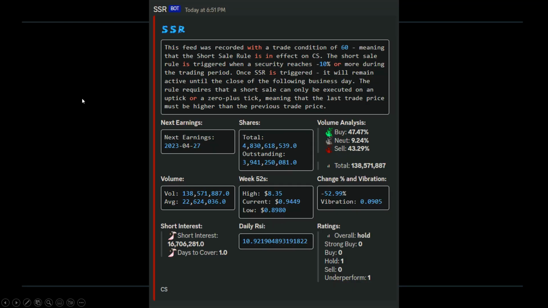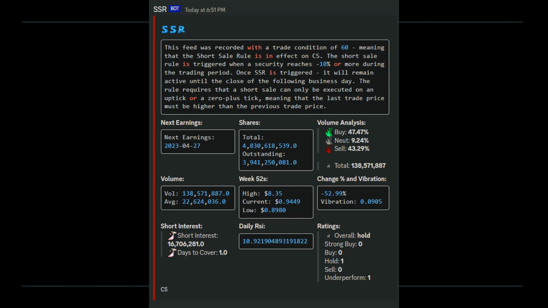Next, we have the SSR channel. And if you don't know what SSR means, it simply means that the short sale rule is in effect on the ticker that posts. So in this particular example, CS would be in SSR because it's trading down 10% or more during the trading period at which it was captured.